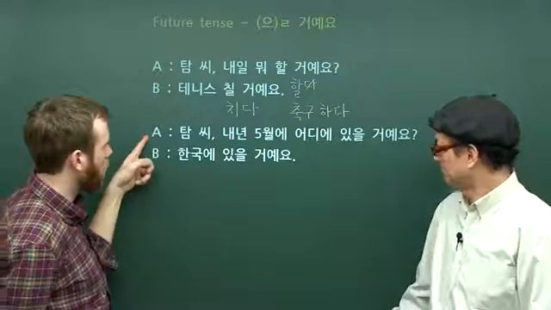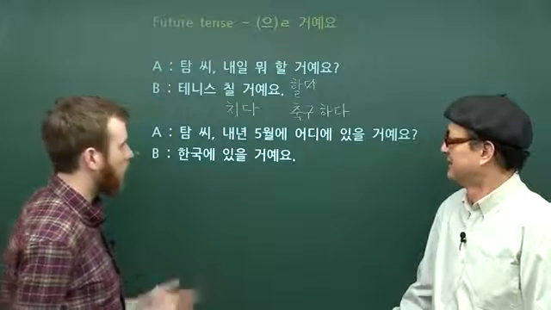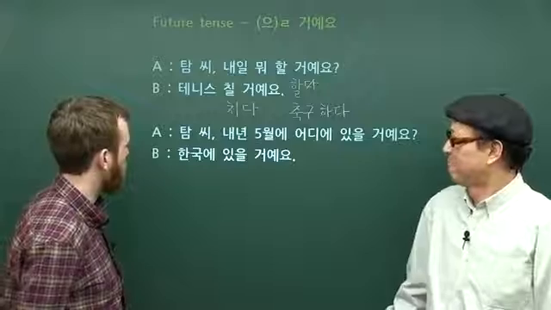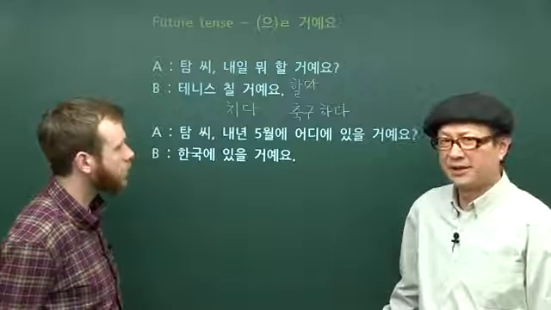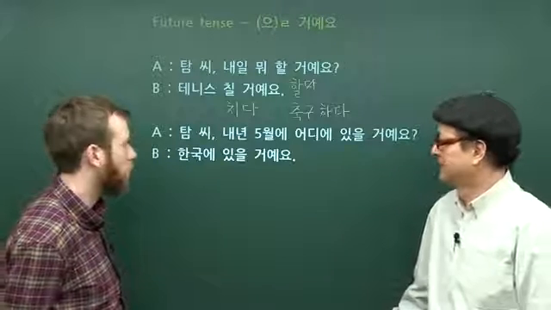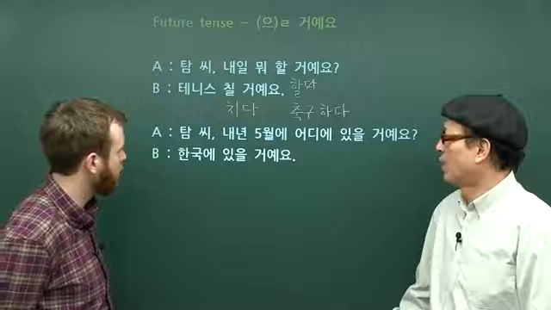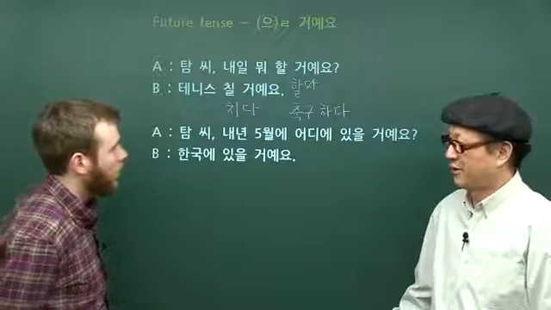Now we're going a little further into the future here. We're talking about next year. So what does A say? 탐씨 내년 5월에 어디에 있을 거예요? 한국에 있을 거예요. Okay, maybe one more time. 탐씨 내년 5월에 어디에 있을 거예요? 한국에 있을 거예요. Okay, good.